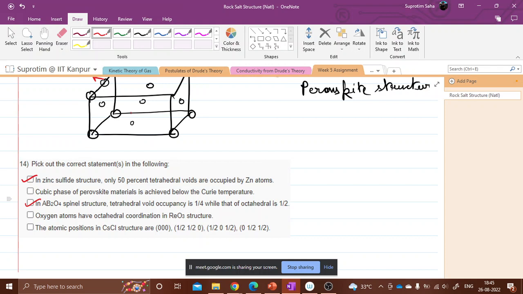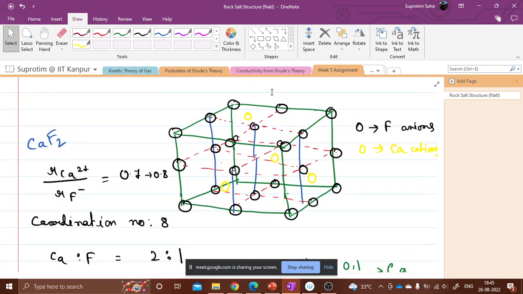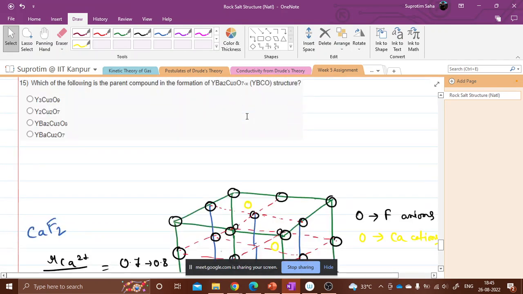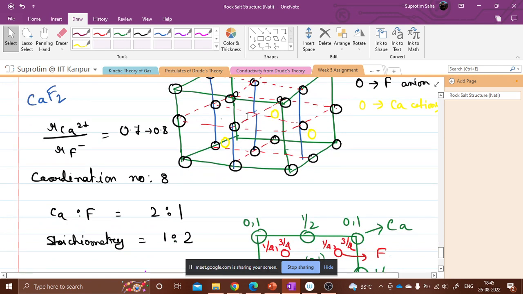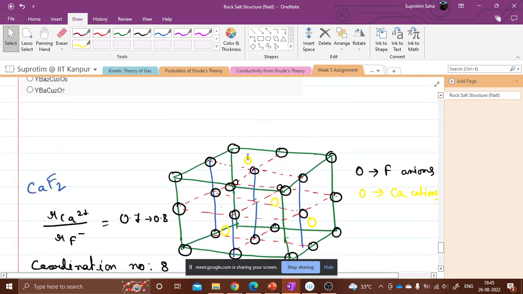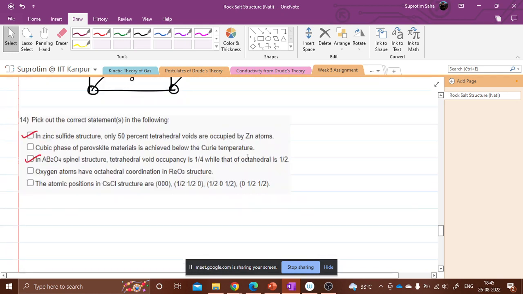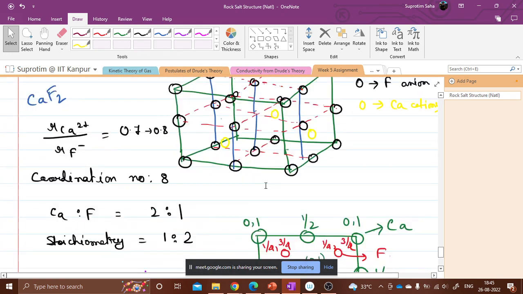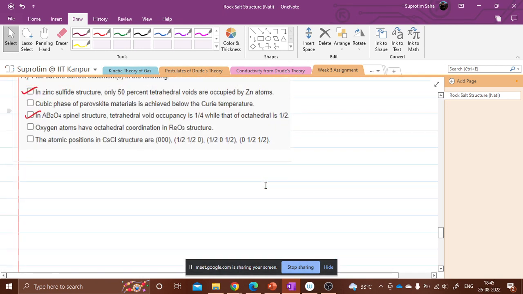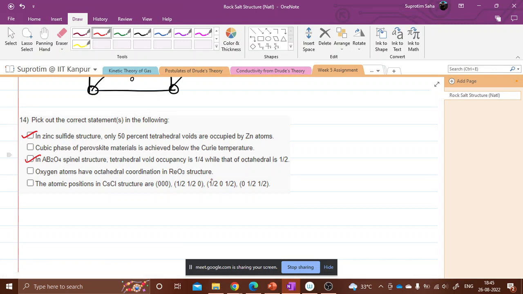And the atomic positions in the CsCl structure are given as 0,0,0; half, half, 0; half, 0, half; 0, half, half. This is not the case because for half of half there are also atoms. So half of half is not the case. They sit at the body centers of each of these 8 cubes. Had that been 0, half, half, it would be at the faces of the cube. So that's why the atomic positions are not correct.